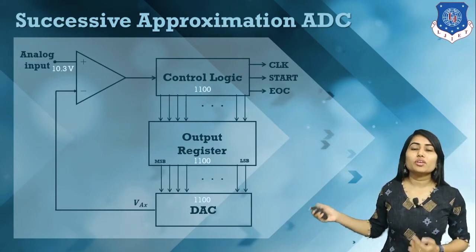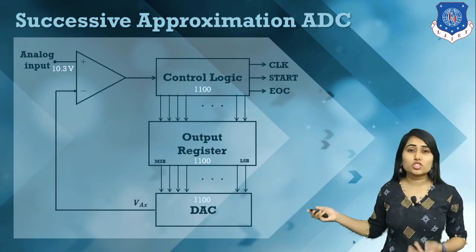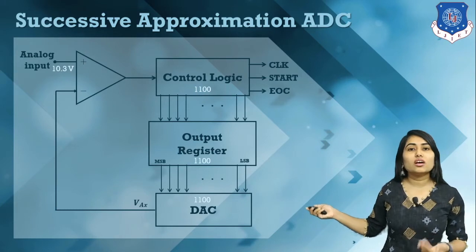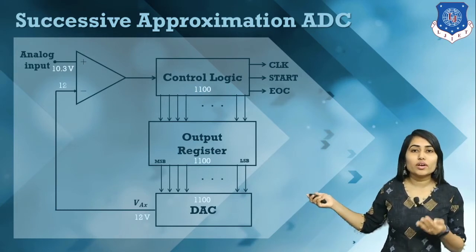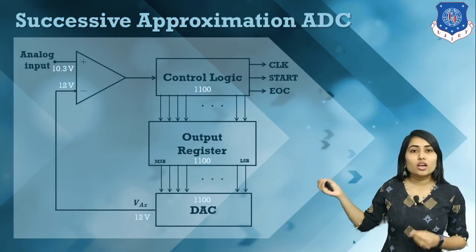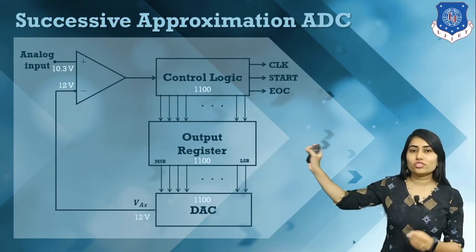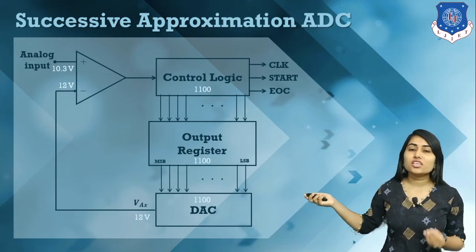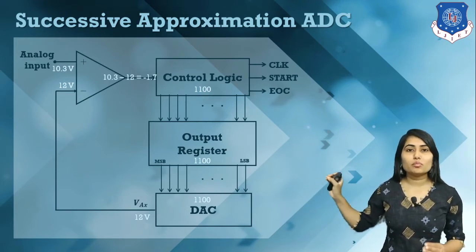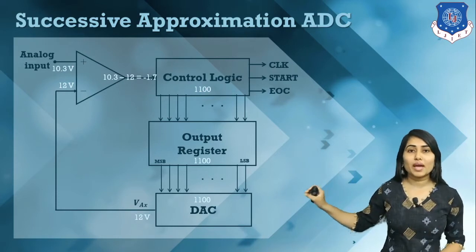So it will be 1 1 0 0. That means a 12. So it generates an analog output of 12 volt, and this is again fed over here. Here we have the comparator's inputs, that is 10.3 and 12 volt. After comparison we have 10.3 minus 12, that means minus 1.7.